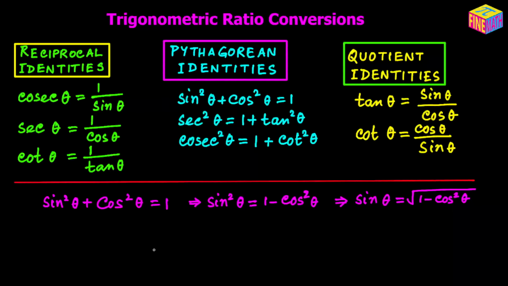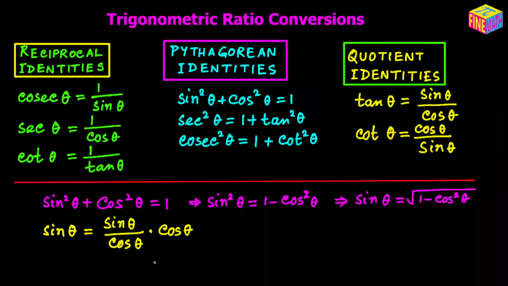Now let's try to convert sine theta into tangent of theta. How are we going to do it? Well, we can do it like this. Can we write sine theta as sine theta over cosine theta multiplied by cosine theta? As you can see, I have written cosine theta in the denominator and also multiplied by another cosine theta, so that sine theta still remains as sine theta. I'm just changing the look and feel, but the value is still sine theta.